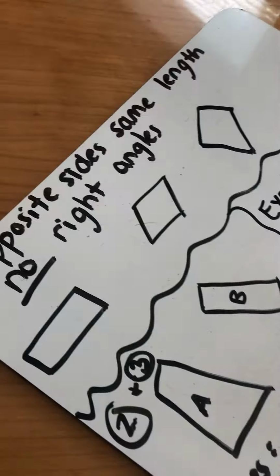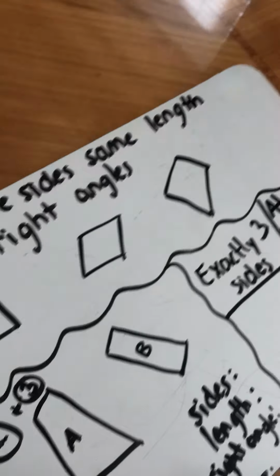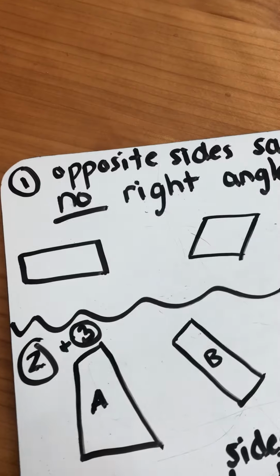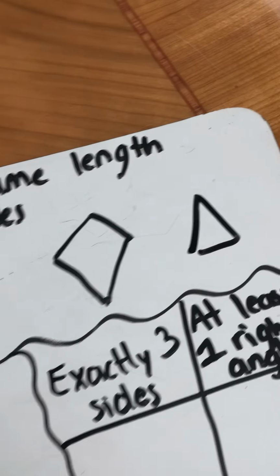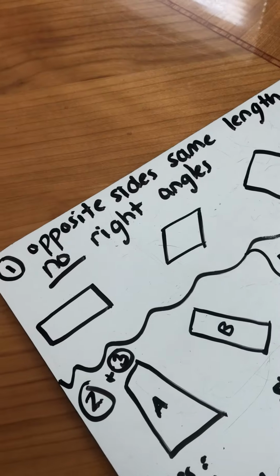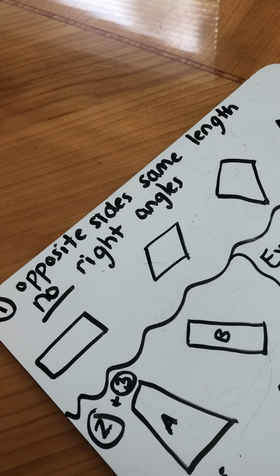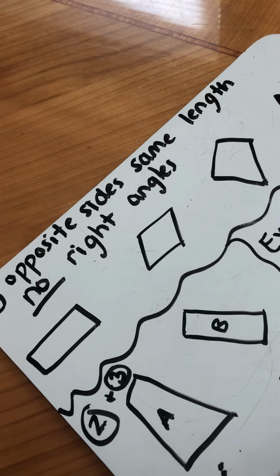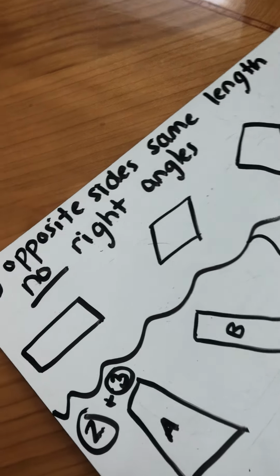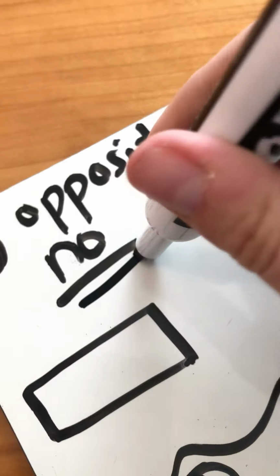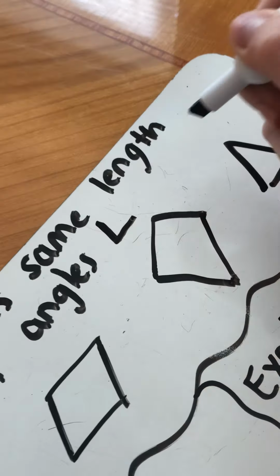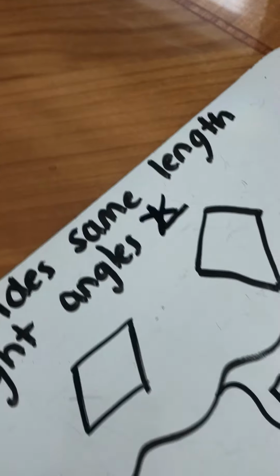Question number 1. Take a look at these shapes. Now it's going to ask you which shapes have opposite sides that are the same length, and has no right angles. So remember, right angles look like that. It has none of them, no right angles.